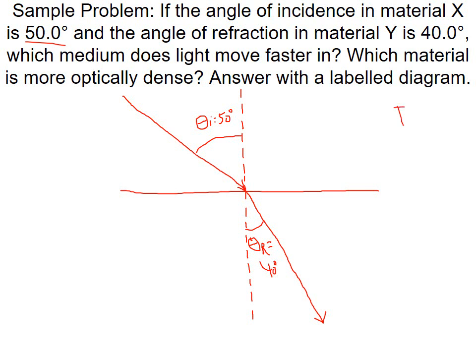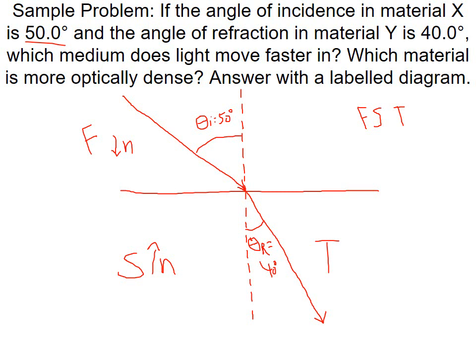Because we went towards the normal, you know that's a fast to slow scenario. This is our fast medium. This is our slow medium towards the normal. So our fast medium would have the smaller index of refraction. Our slow medium would have the higher index of refraction.